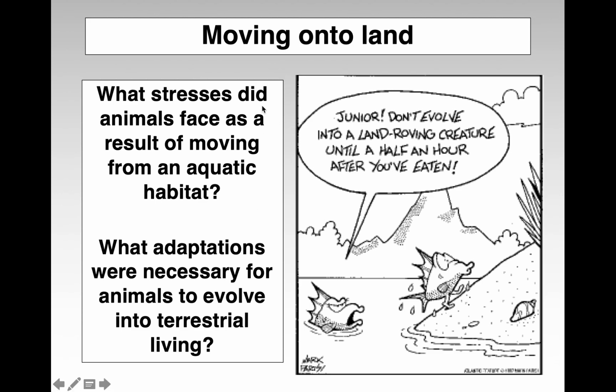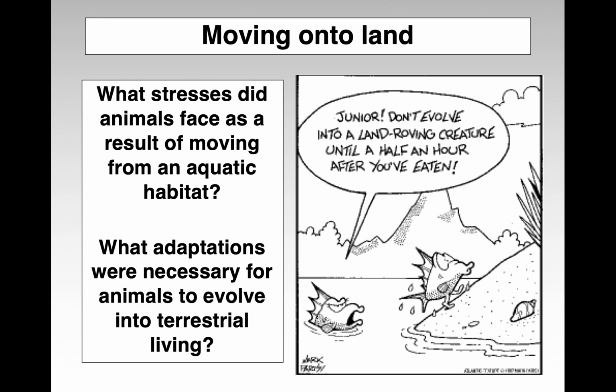There are a lot of stresses that animals face moving from an aquatic to a terrestrial environment, and you should think about what adaptations were necessary as animals went into terrestrial living. Same with plants. When plants went from aquatic to terrestrial, you should think of those adaptations. So in plants, we have vascular tissue, we have roots, we have seeds and flowers and fruits. In land animals, we have amniotic eggs.